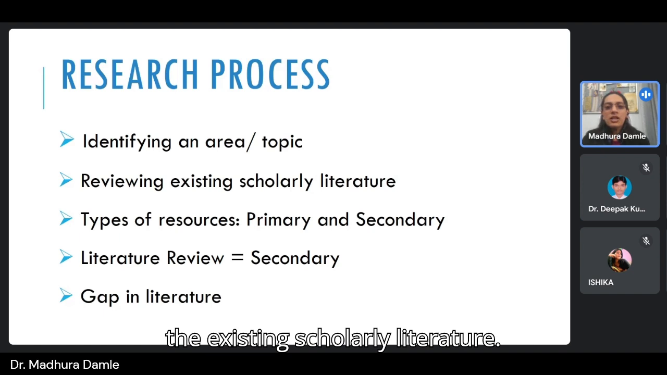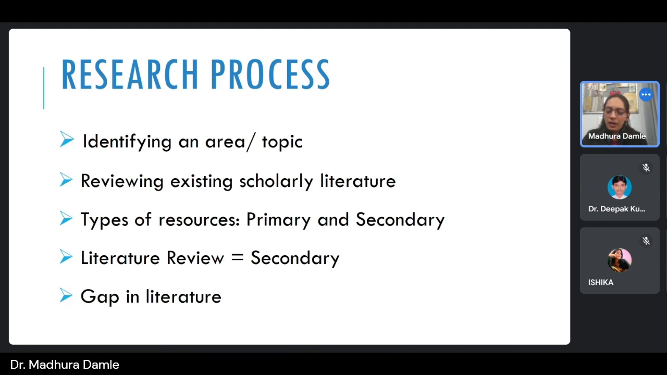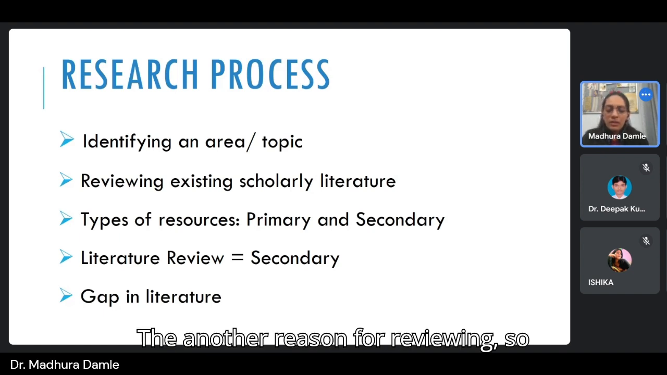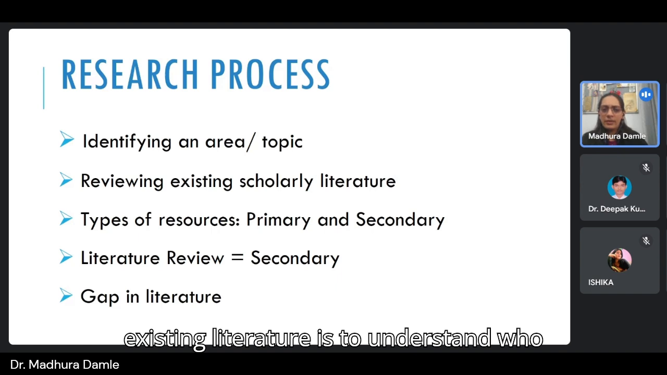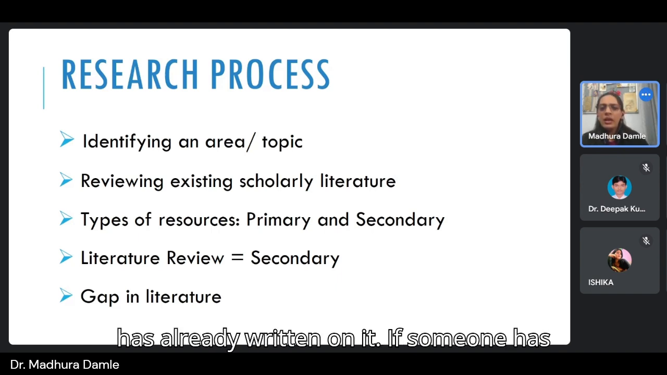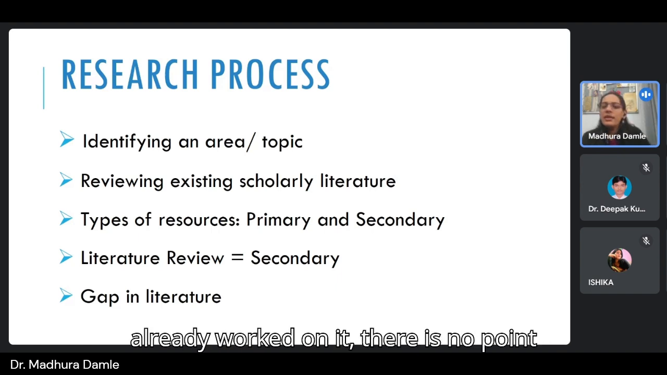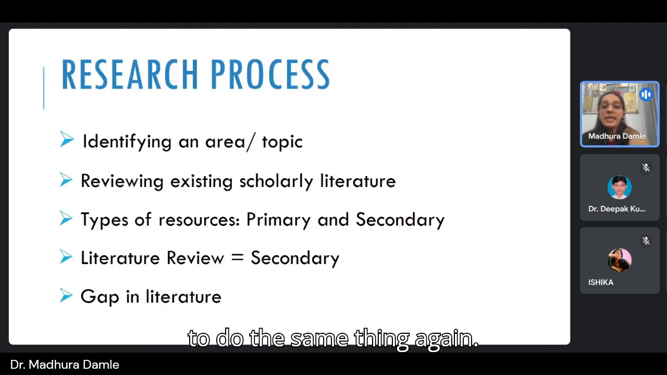the existing scholarly literature. Another reason for reviewing, so the first reason I gave for reviewing existing literature is to understand who has already written on it. If someone has already worked on it, there is no point in doing the same thing again.